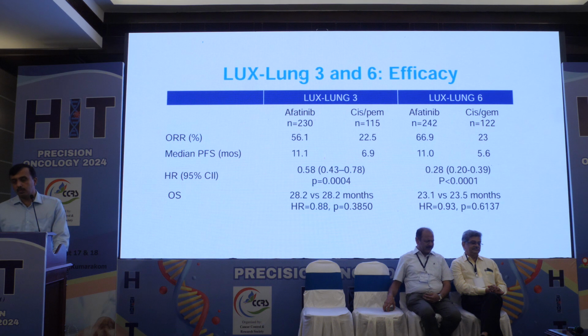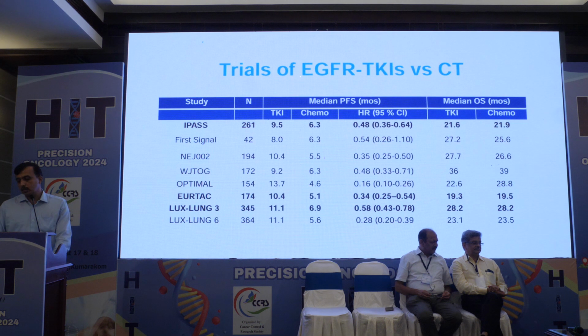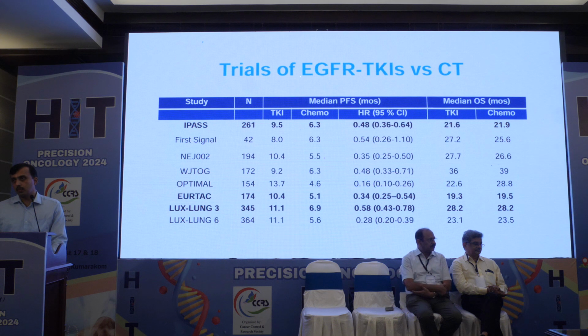The responses definitely were better. That's again one thing we see among all the drugs: the responses are very much improved when we give targeted therapy. The PFS is around 11.1 months and the overall survival is 28.2 months. This is just to summarize the data of first-generation and second-generation TKIs: IPASS and First-SIGNAL, then OPTIMAL and EURTAC, and LUX-Lung 3 and 6.